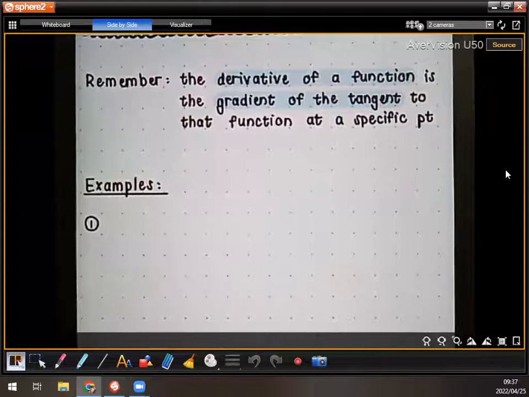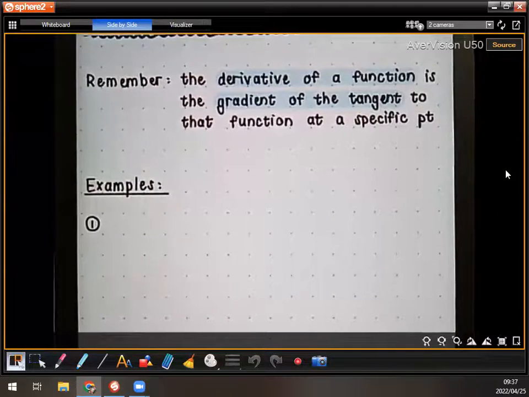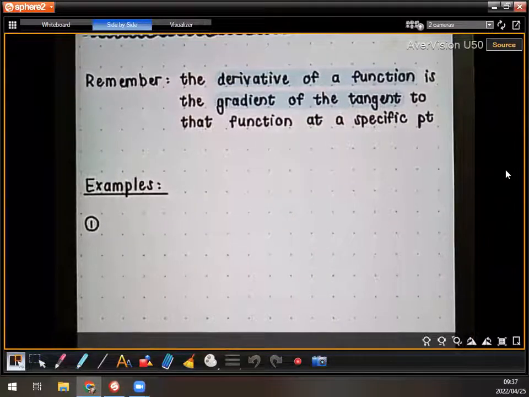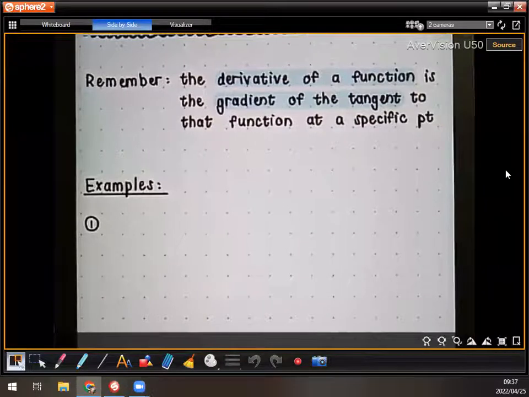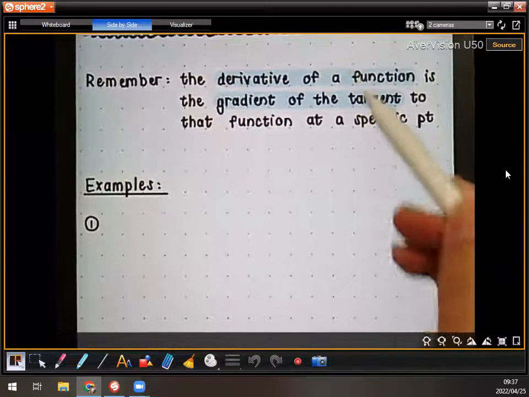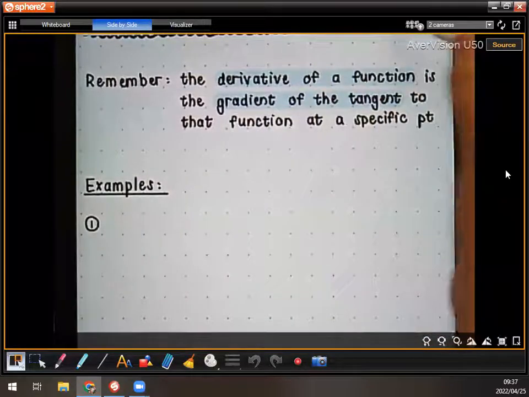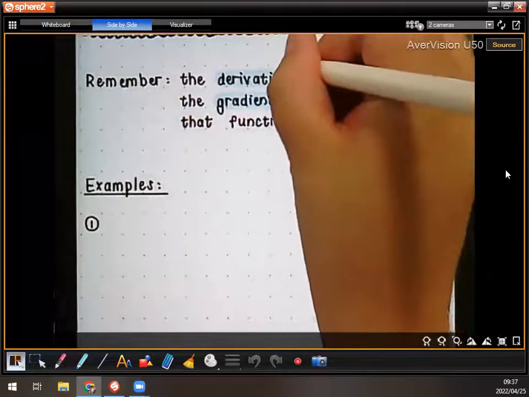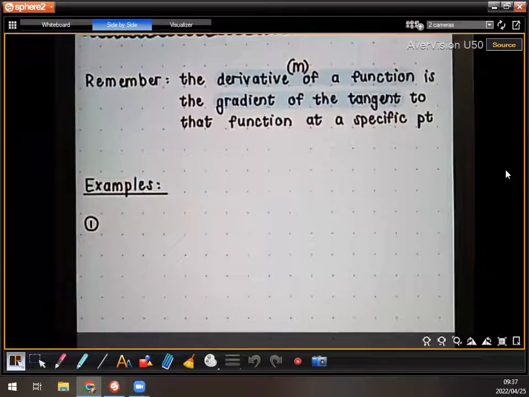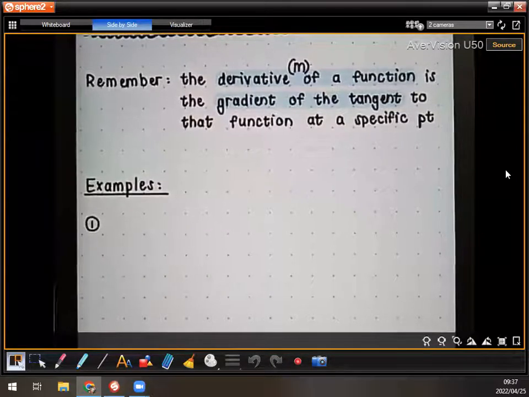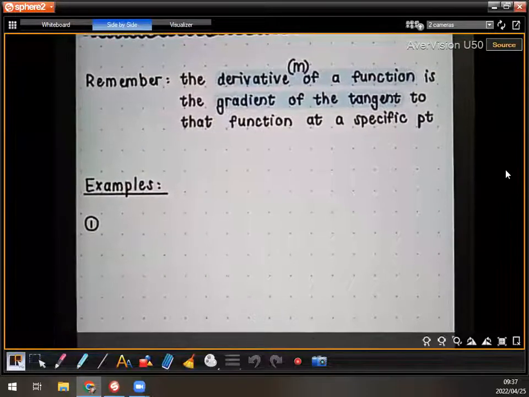Remember, what kind of graph is a tangent always? It's always a straight line. So we remember that a straight line has the standard form y equals mx plus c. So we're going to have to find the m value and the c value. This is how we're going to find the m value always. If you want to, you can write a little m there at the top. That is how we're going to find m of the tangent always, by finding the derivative of the function.